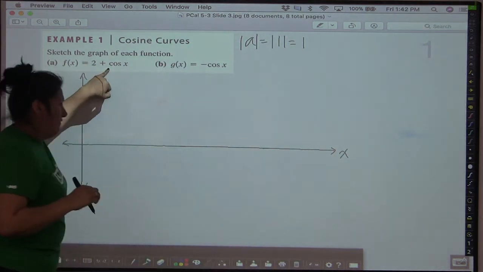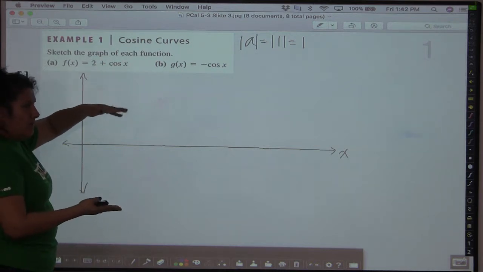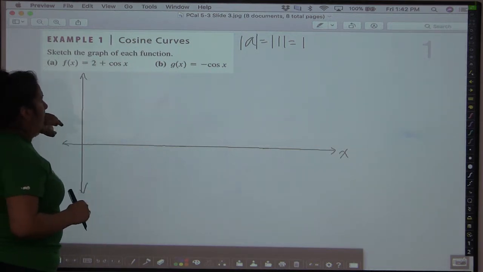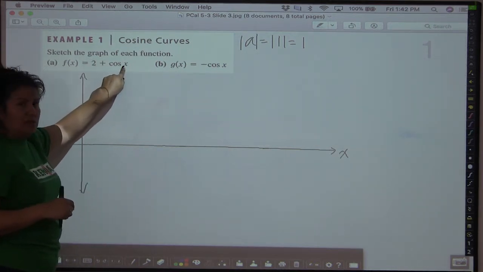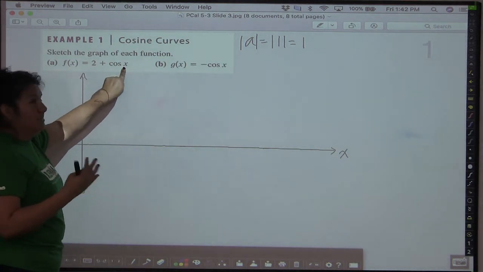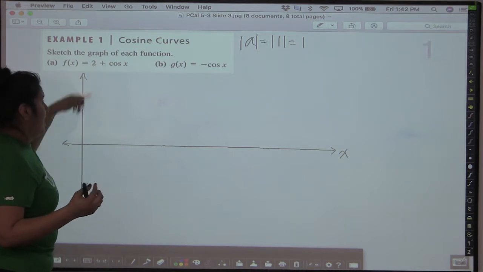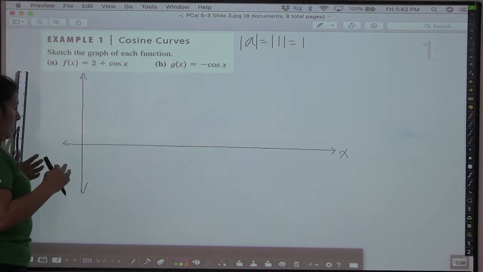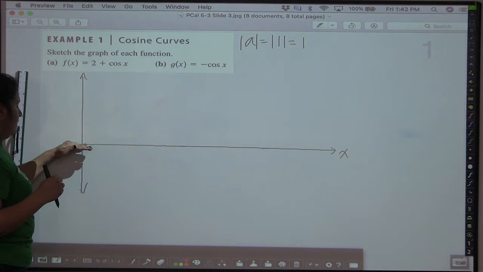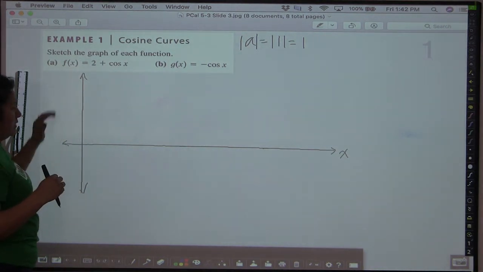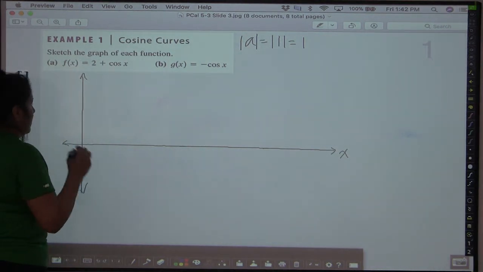That tells us that the graph is going to oscillate between 1 and -1. It also doesn't have a number in front of the X, so there's no B value, there's no C value, there's only a D value. That D value is telling me that this graph is going to shift 2 units up, which is why I was saying I probably should have put this a little lower so that I could have space to go up. But that's okay, we can still do it.